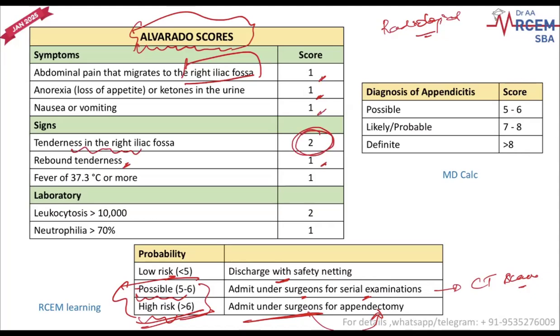Rebound tenderness, 1 point. A temperature of more than or equal to 37.3 degrees Celsius, 1 point. WBC count more than 10,000, or neutrophils on the differential count more than 70%, 2 and 1 respectively. You will be adding it up. Between 5 to 6 is possible. Anything more than 6 is high risk. You need to admit those patients and get an appendectomy done. Lower risk, that is score less than 5, you can plan to discharge them.